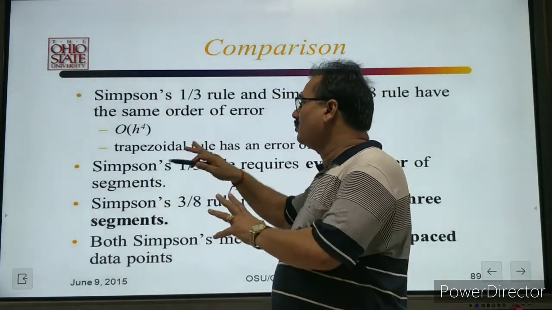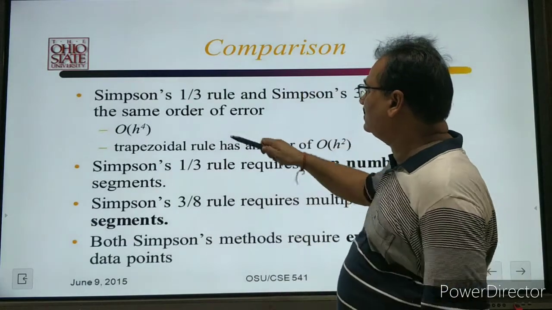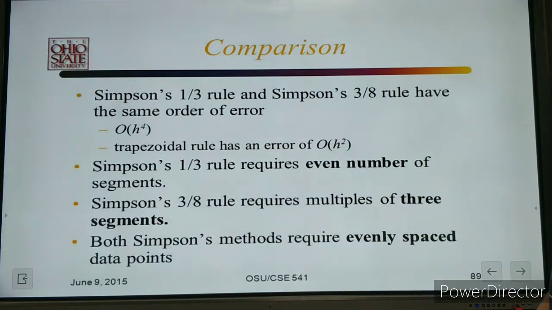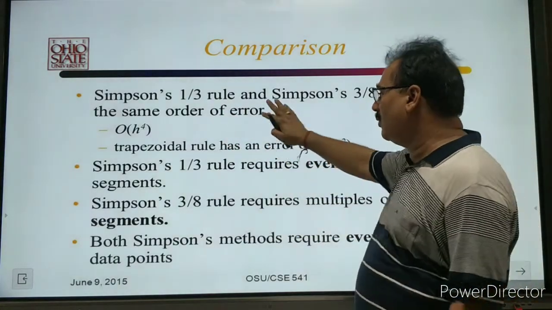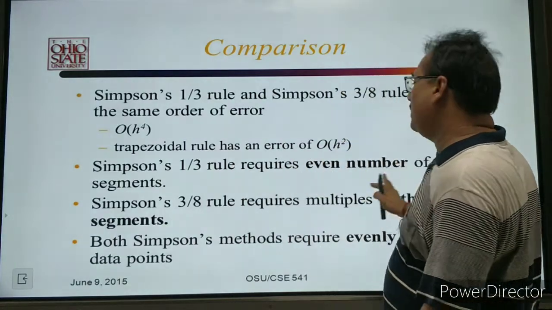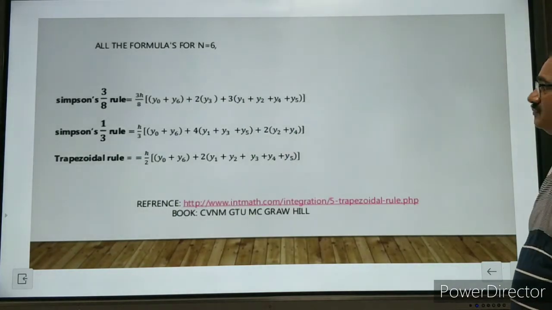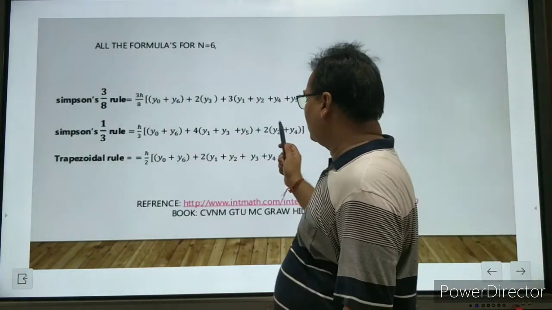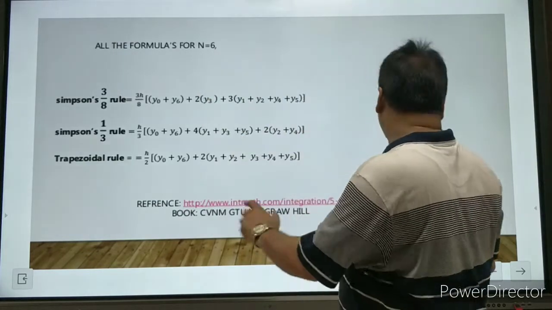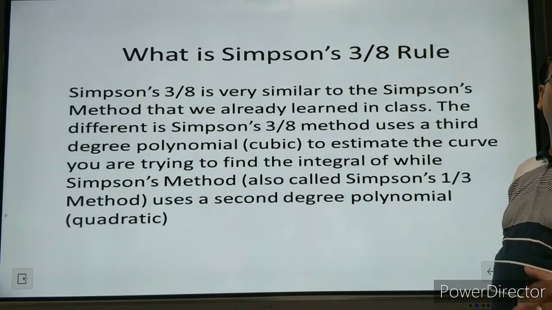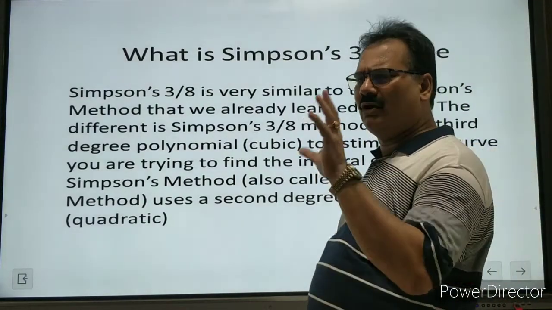Now, if you want to compare and write something about both the rules, then you have to look at this. Simpson's 1/3 rule and Simpson's 3 by 8 rule have the same order of error, of order 4. Simpson's 1/3 rule requires an even number of segments and Simpson's 3 by 8 rule requires a multiple of 3 segments, and both methods require evenly spaced data points. For all this, the formula is for n equal to 6, you can look at different formulas also, and you can develop the formula for any value of n.